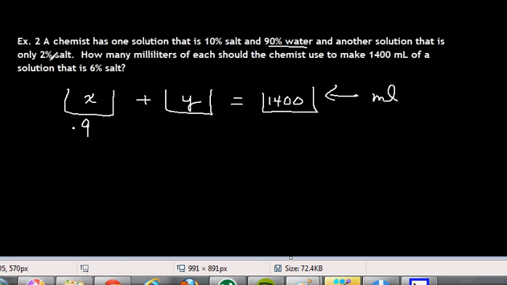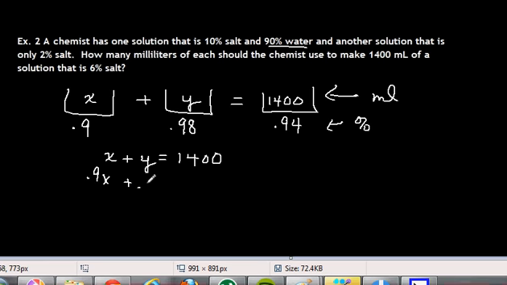This one's 2% salt, so that means it's going to be 0.98 water. And the final one, they want it to be 6% salt, so it'd be 0.94 water. So remember, that's your percentage, written as a decimal, of course. Then you just do your two equations. Your first equation is what's in the bucket, so it's x plus y equals 1,400. The second equation is these two things multiplied together. So 0.9x plus 0.98y equals 0.94 times 1,400.